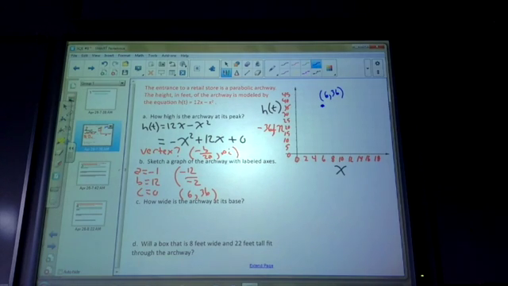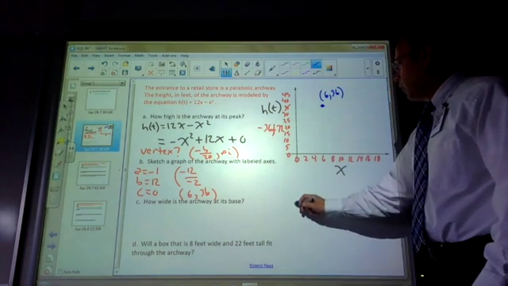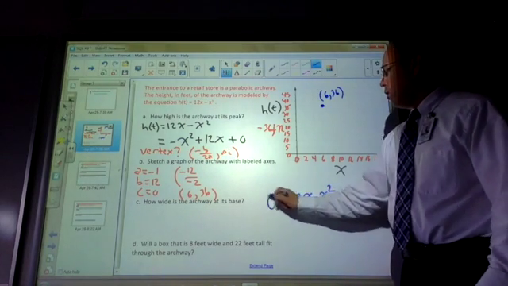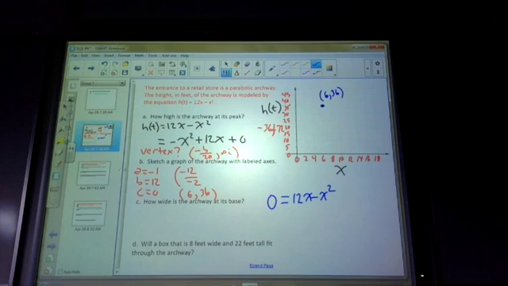Does the parabola open up or down? Down, because our x squared value is negative. All right? So some other things we should know. If I have 12x minus x squared, and I want to know where it crosses the x-axis, I can set it equal to 0. I can have my y component be equal to 0, and we can solve that. So let's take a look at that.